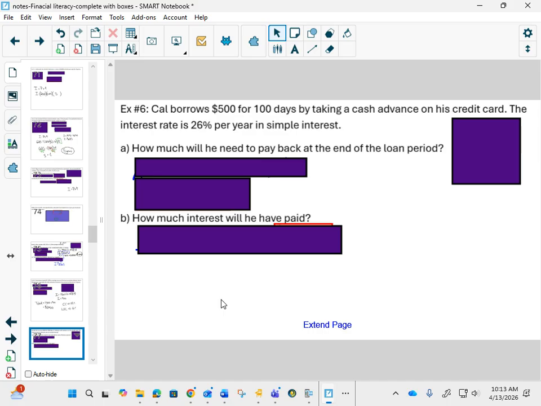How much does it cost the bank to make money? I don't know how much it costs. Okay.